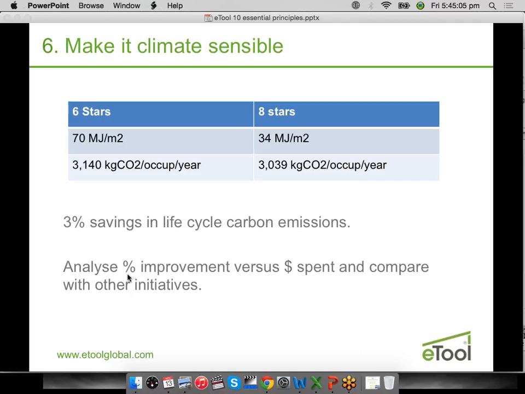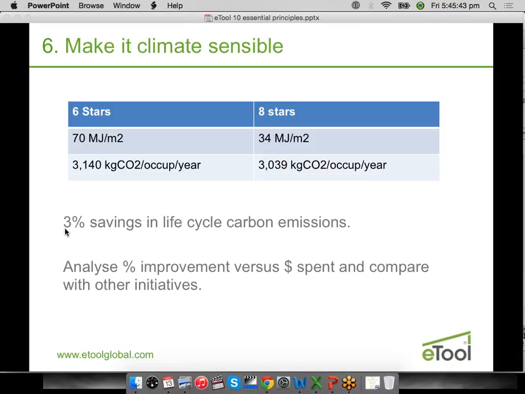If you go to 8 stars, you reduce that demand to 34 megajoules per meter square. And then you throw that into the software, that gives you a 3% savings on your life cycle performance. So you're improving from 6 stars to 8 stars, and you're getting a 3% savings on life cycle performance. Because the 6 stars baseline, the reference, is you're not using that much energy anyways. So going from 6 to 8, there's a small return in terms of energy savings.